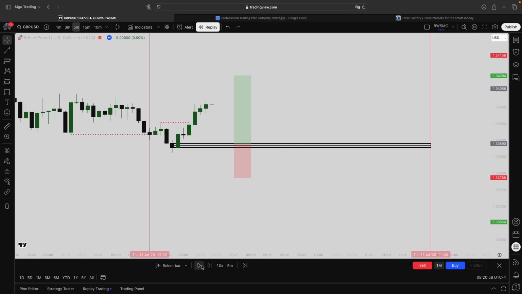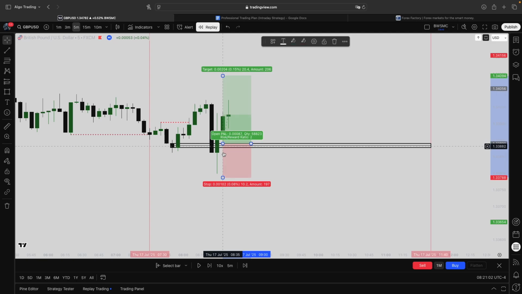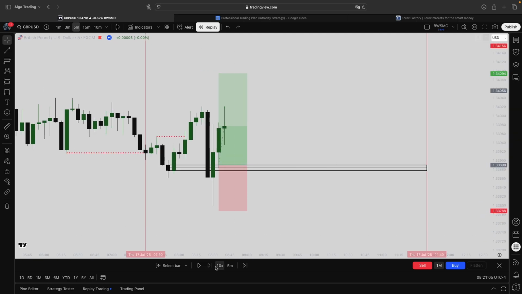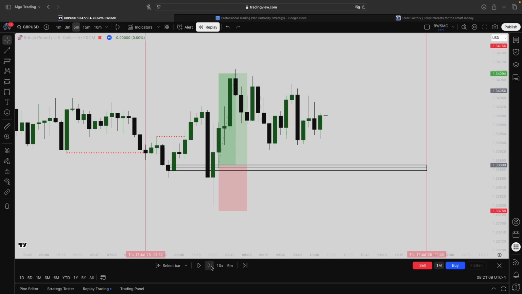Just about 20 pips. So as you can see, it does retrace in. It does fill our stop loss, but it doesn't take us out. And as you can see, it starts to distribute, and we do end up making 20 pips profit.